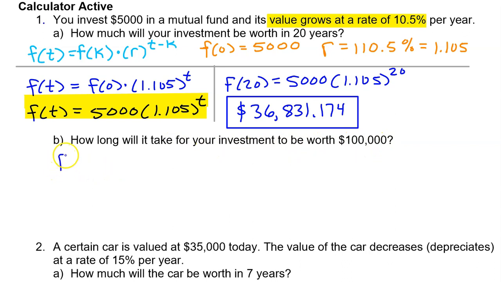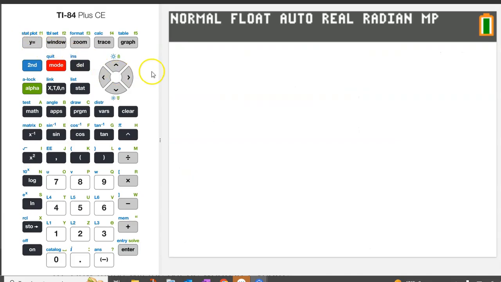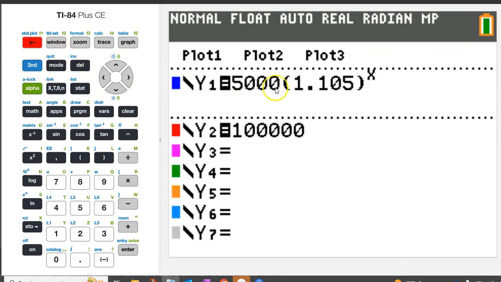Part B. How long will it take for your investment to be worth $100,000? In other words, solve the equation f at t is equal to 100,000. We can use the graphing calculator for this. Just type in the model as y1 and type in 100,000 as y2. You can solve an equation on your graphing calculator by hitting the y equals button and typing in the left side of the equation as y1 and the right side of the equation as y2. The solution will be the intersection of the two curves.